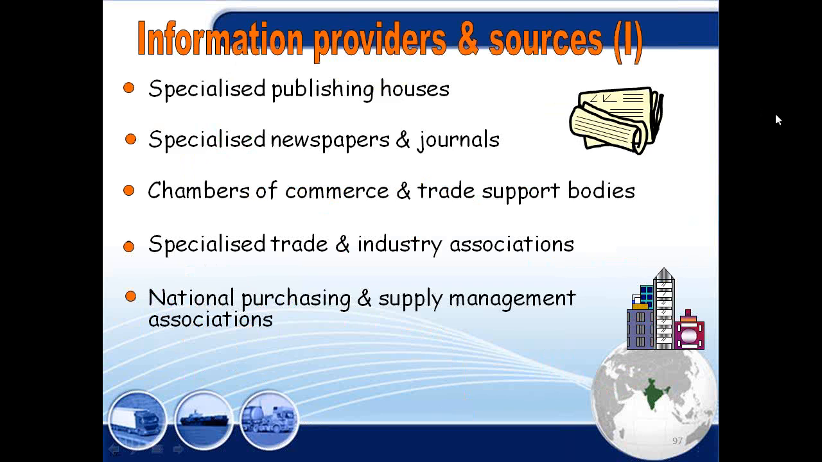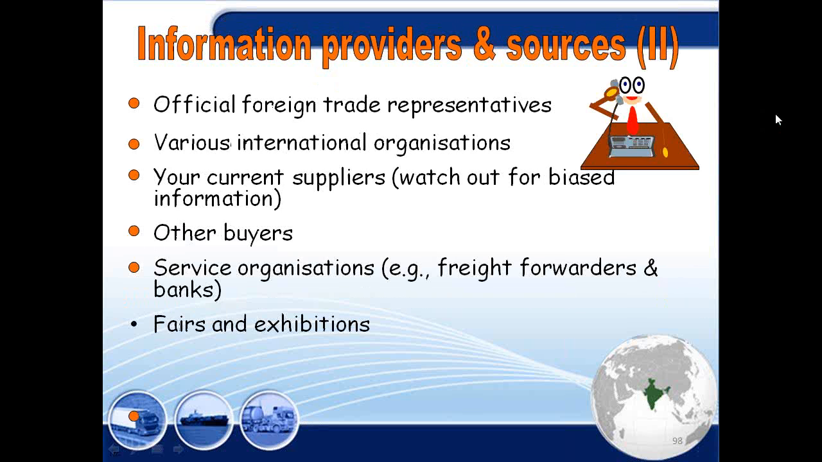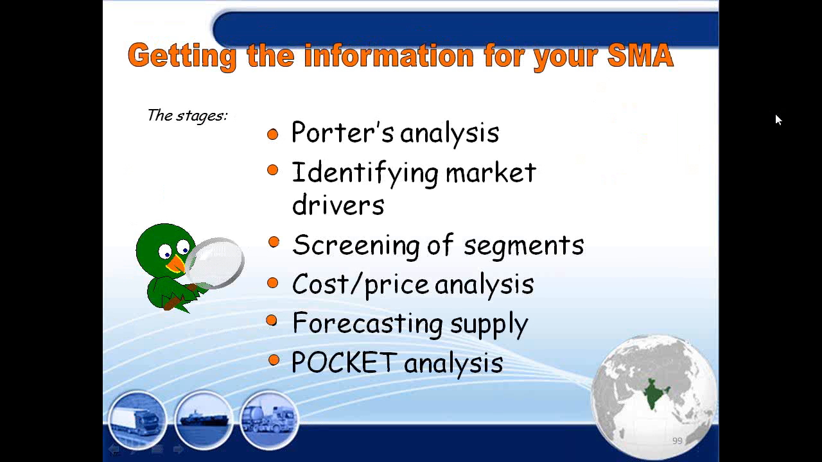So the information providers could be publishing houses, newspapers and journals, chambers of commerce, specialized trade, national purchasing and supply management associations, official foreign trade representatives. I'm sure most foreign countries' embassies, as you might have seen, have their own foreign trade representatives sitting in the embassy. They can help you a lot. Then the next ones are the various international organizations, your current suppliers, other suppliers. Lastly is fairs and exhibitions.